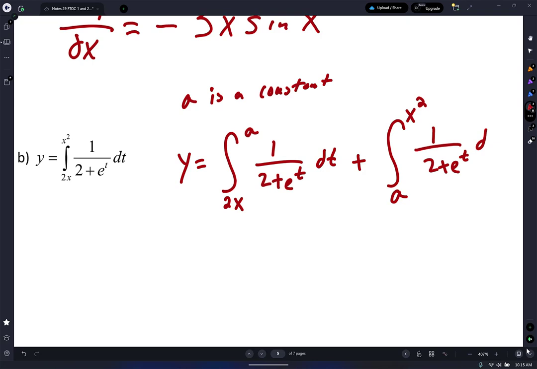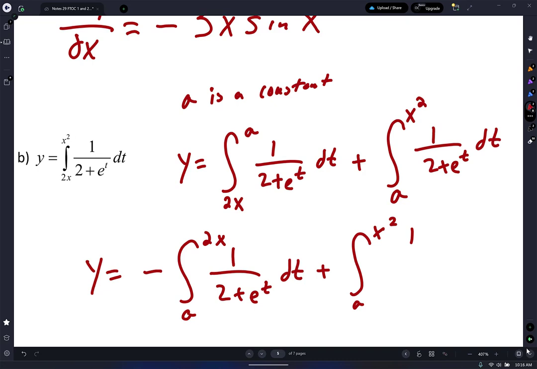Are we cool? Okay, now, before I take my derivative, I'm not taking my derivative yet, I'm going to rewrite this in a way where I have my lower limit as a constant and my upper limit as a variable. So y equals, I'm going to switch these limits, so that means what I put in the front? Negative integral a to 2x, 1 over 2 plus e to the t dt. Plus integral a to x squared 1 over 2 plus e to the t dt. Now we are finally ready.